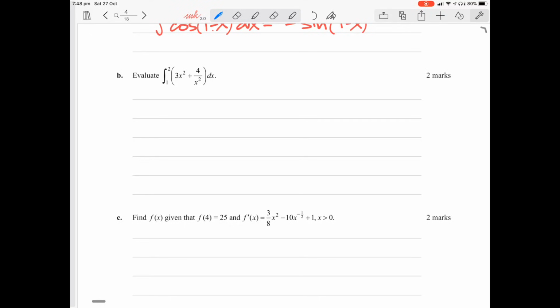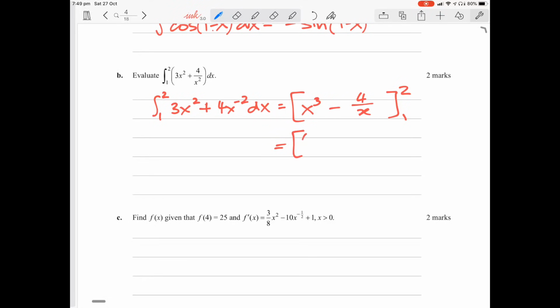Evaluate that. So the first thing I would do, the integral from 1 to 2 of 3x squared plus 4x to the negative 2 dx, which is 2, 1. Okay, if I add 1 to that, I get 3, and I divide by 3, so I'm going to get x cubed. If I add 1 to that, I get negative 1, so I'm going to get negative 4x to the negative 1, which is 4 on x.